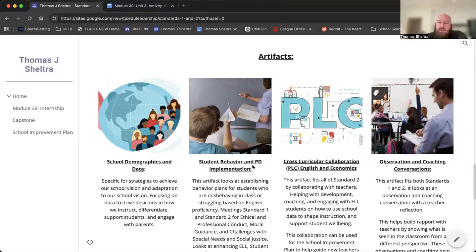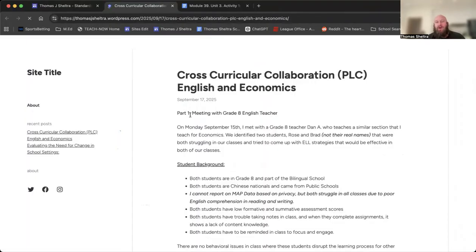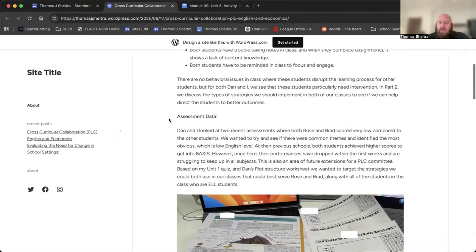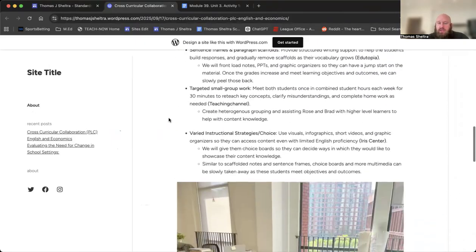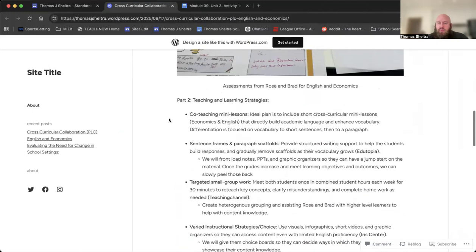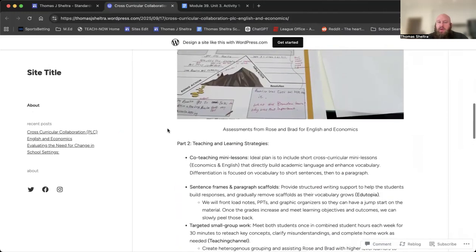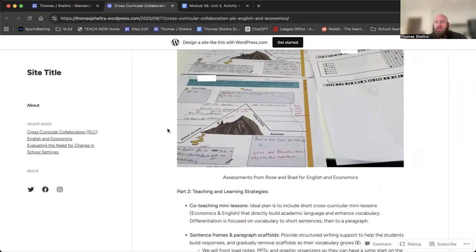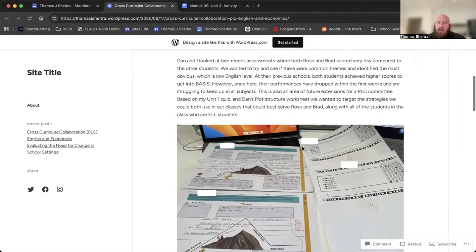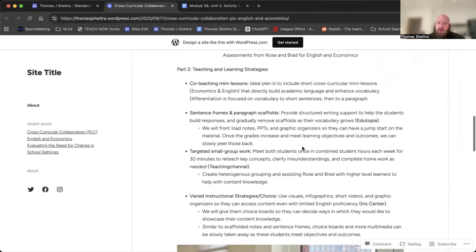And then the next one here I'm pretty proud of. I'm proud of all the artifacts, I should say, but this one was where I worked with a fellow English teacher, a colleague, and we looked at students who were struggling in English, particularly struggling in economics and also in English. We looked at different tests around the same period of time, and we tried to come up with different strategies.